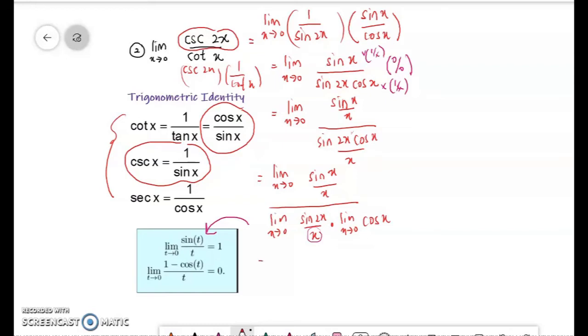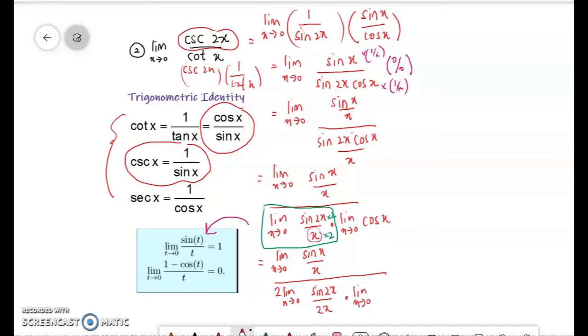So this equals the limit as x approaches 0 of sin x over x. For this part, how do we make it the same as the property? You need to multiply by 2, up and down, numerator and denominator. The 2 is a constant, so take it out. So as x approaches 0, you have sin 2x over 2x, times the limit as x approaches 0 of cos x.